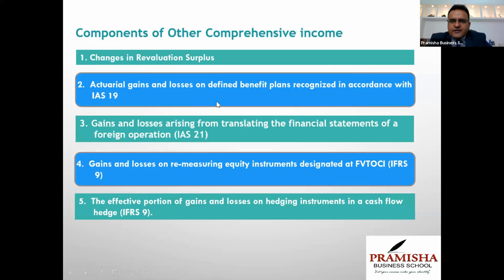Changes in revaluation surplus, OCI. Actuarial gains and losses, I've already discussed. Gains and losses arising from translation of financial statements, I've discussed. Gains and losses on remeasuring equity instruments, designated. Designated means there's a choice under IFRS 9. And effective portion of gains and losses on hedge instruments.